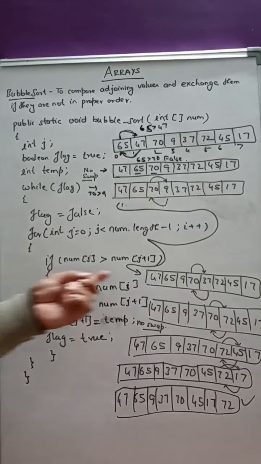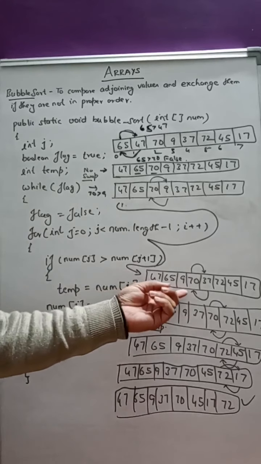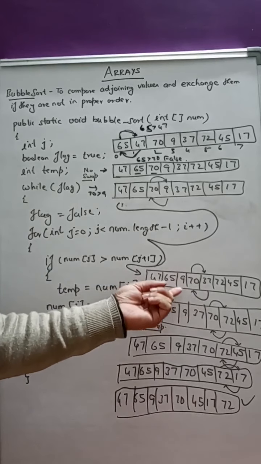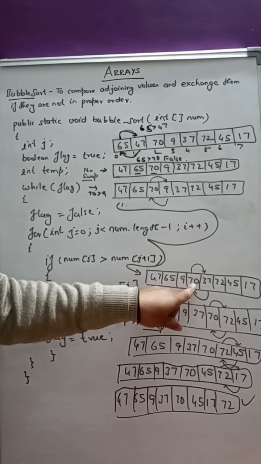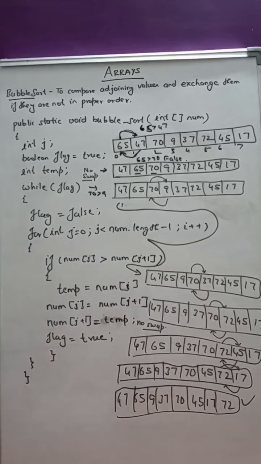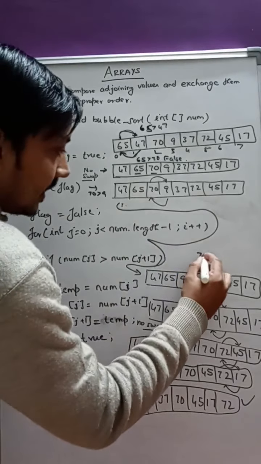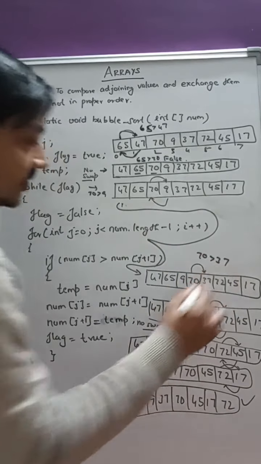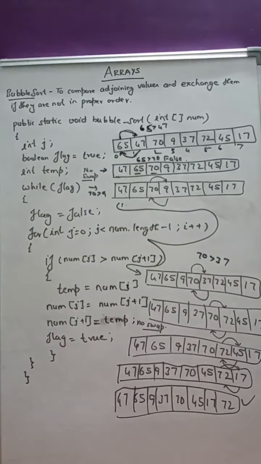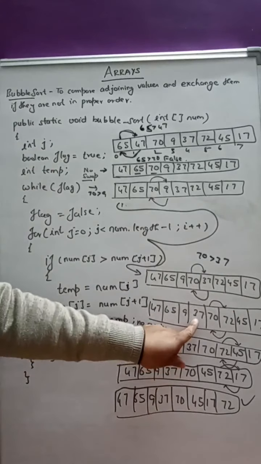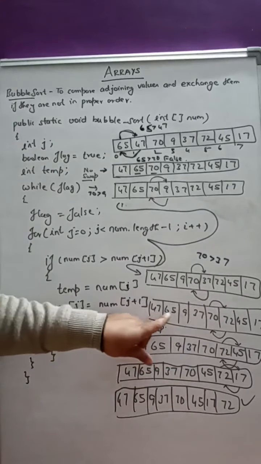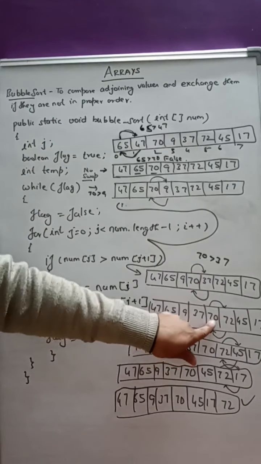Now in this next step, you can see that after we have swapped, the next two numbers will be compared. 70 and 37 will be compared. Now again you will see that 70 is greater than 37. So in this case again you will be swapping the two numbers and the array will be converted this way: 47, 65, 9, 37 and 70.